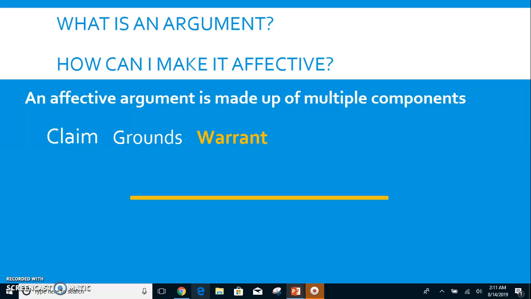And the warrant needs to be obvious, and it needs to be clear. I can't just make the claim that Back to the Future 2 is the best movie ever. And then you ask, okay, well, how are you going to defend that? And I say, well, Endgame was terrible. That doesn't help me. That doesn't prove that Back to the Future 2 is the greatest movie ever. Because my grounds, or my evidence, doesn't connect with the statement I'm making. So you need a warrant right there.